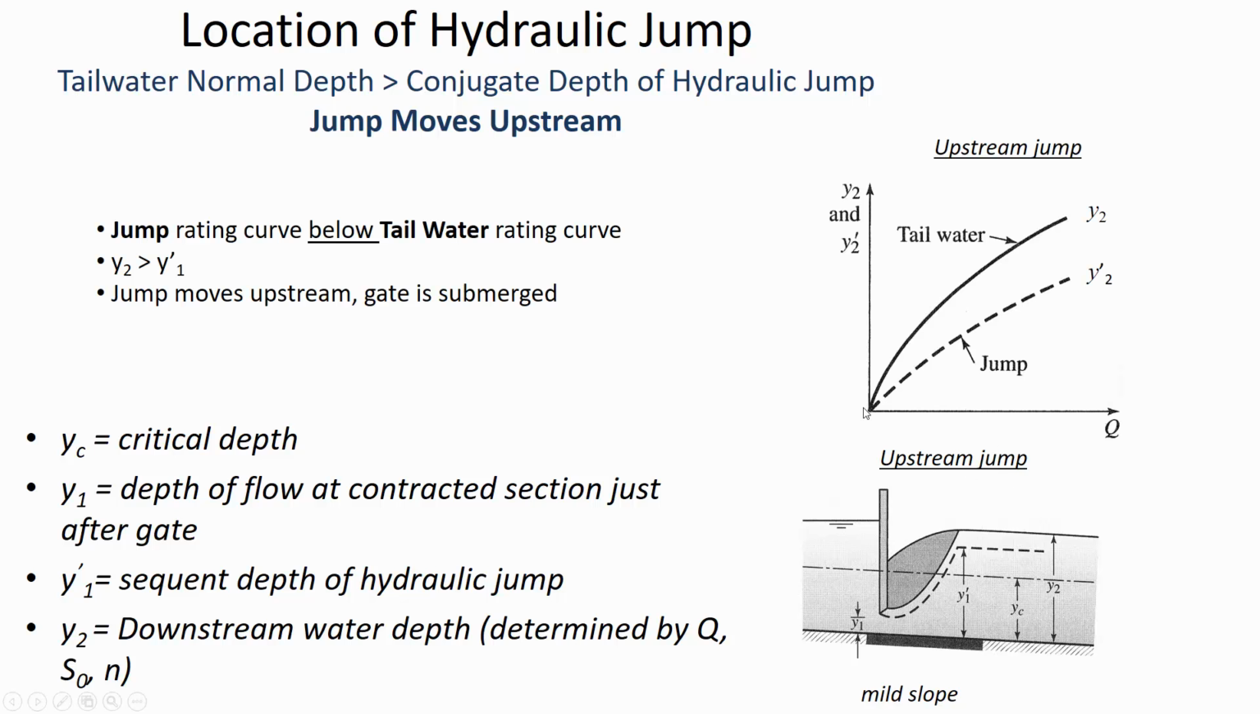So this is called an upstream jump, and if we look at it from the perspective of the tailwater rating curve, then the capacity of the jump is beneath the tailwater rating curve. So that's just saying for a certain flow rate, the tailwater needs a lot of depth to accommodate that flow rate. And so that large depth is moving the flow towards the gate until you can't actually even see the hydraulic jump any longer.